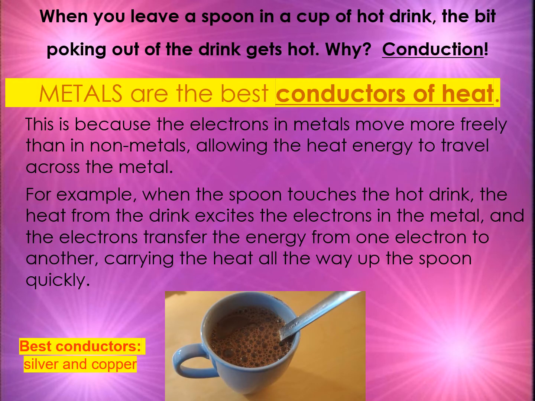When you leave a spoon in a cup of a hot drink, the part poking out of the drink gets hot. Why? Because of conduction. So metals are the best conductors of heat. This is because the electrons in metals move more freely than in nonmetals, allowing the heat energy to travel across the metal. For example, when the spoon touches the hot drink, the heat from the drink excites the electrons in the metal, and the electrons transfer the energy from one electron to another, carrying the heat all the way up the spoon quickly. Best conductors, silver and copper.